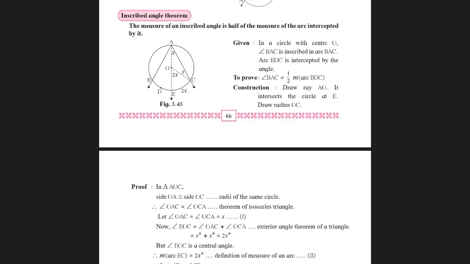What must you prove? Angle BAC is half the measure of the arc BDC. This is what you have to prove. Construction: draw ray AO. It intersects the circle at E. Draw the radius OC. This is the construction.